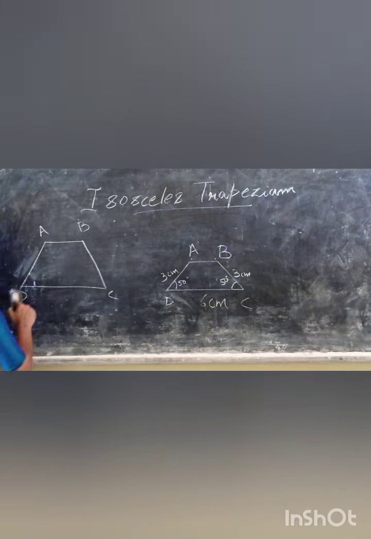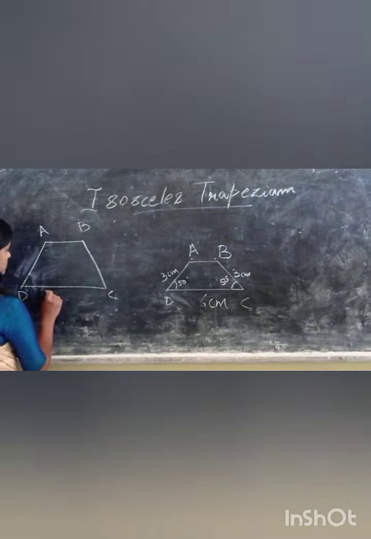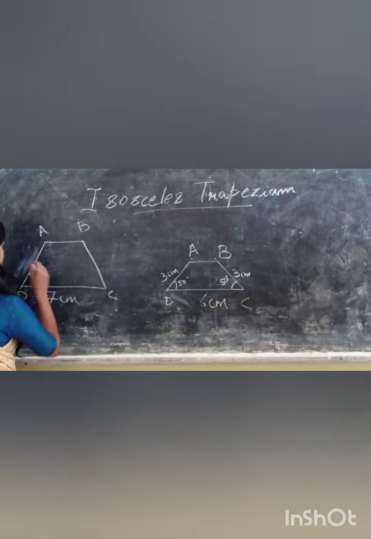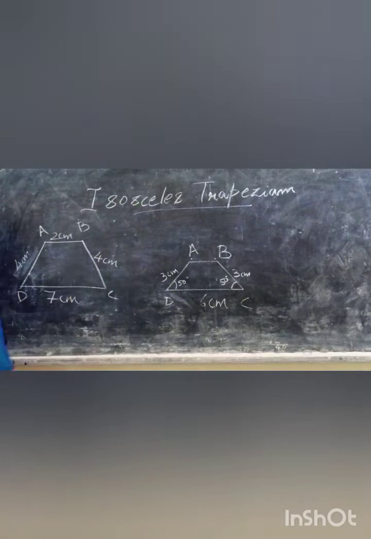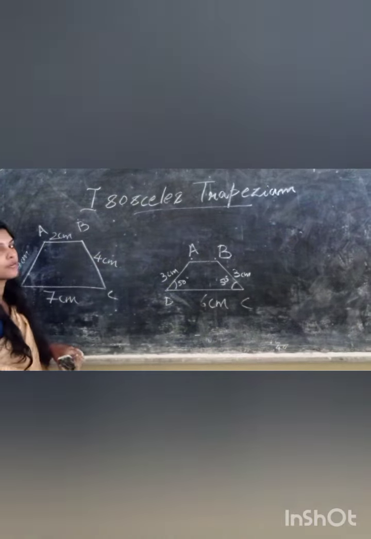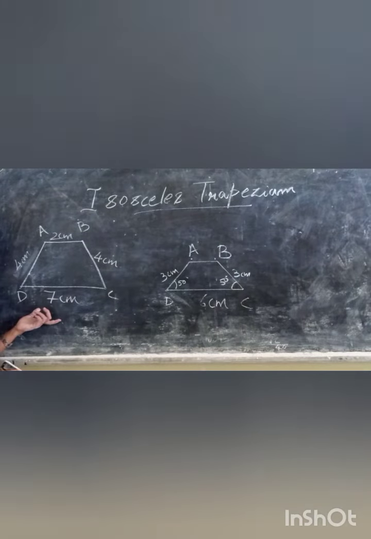The angle measure is not given, only the measures of the four sides are given to you. So this is 7 centimeters, 4 centimeters, 2 centimeters and 4 centimeters. Now how will we construct this isosceles trapezium?